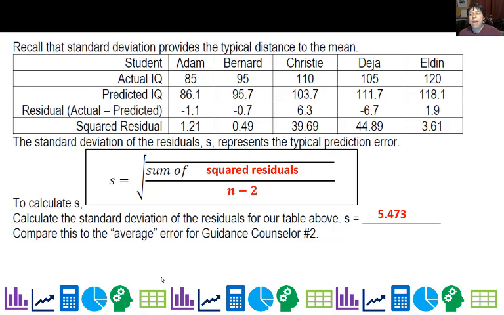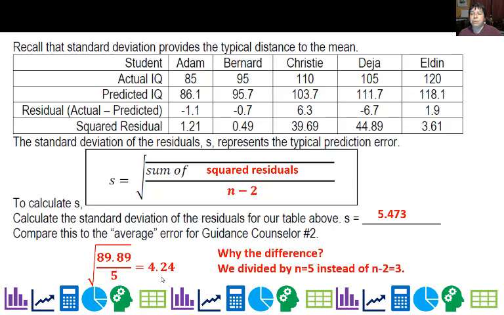Now let's do the average error for the guidance counselor. His average error is 89.89, number 2, so for the expert, not the one who just used the mean, divided by 5, and then we square root. Kind of like when we were doing standard deviation before. And we got 4.24. Why the difference? It's close. Well, we divided by n equals 5 for the average, and the official formula is actually dividing by n minus 2, in this case 3.